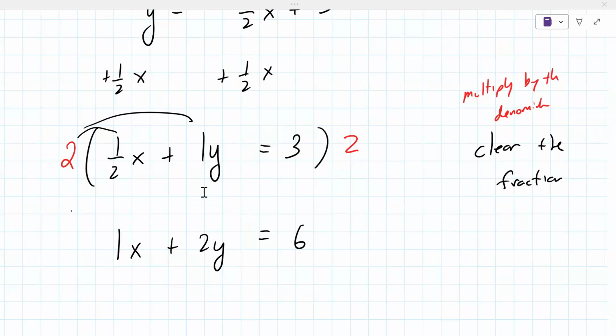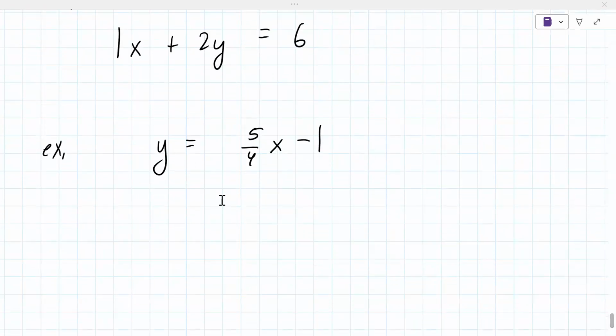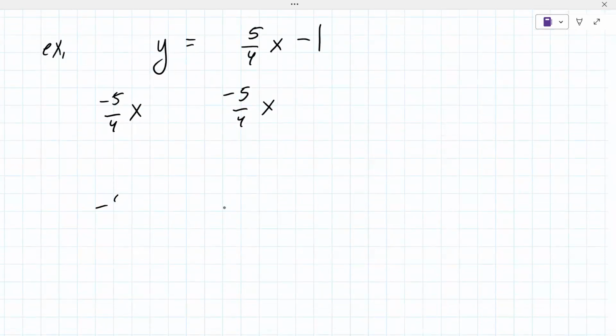All right, and then there's one more example here. Final example is y equals 5/4 x minus 1. So just like before, you're always moving the x term left. You're always moving it left. And in this case, we're going to subtract 5/4 x. So it's minus 5/4 x plus 1y equals -1.